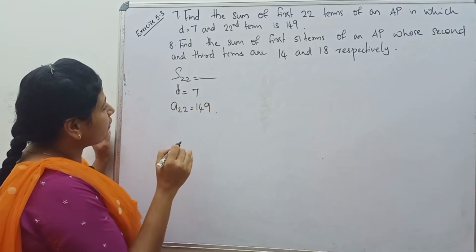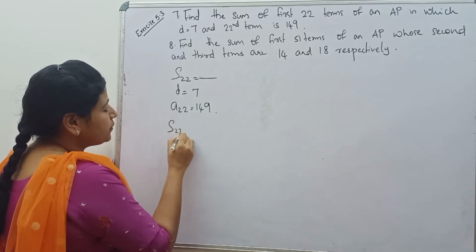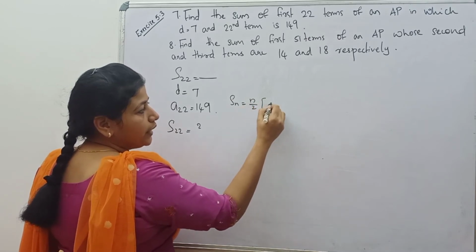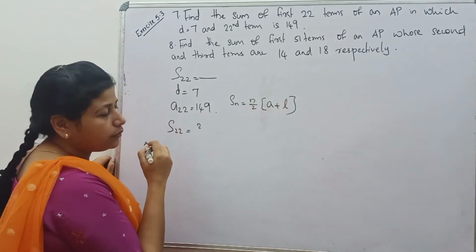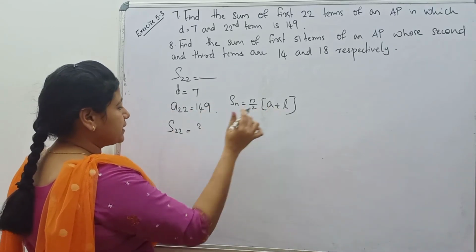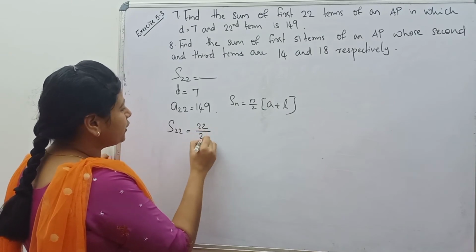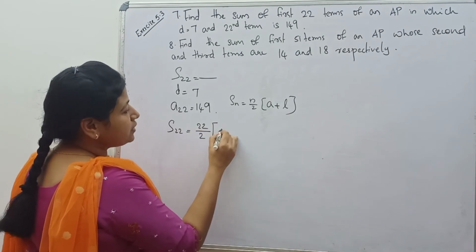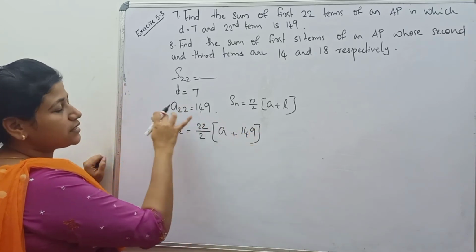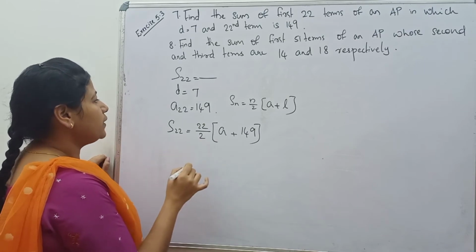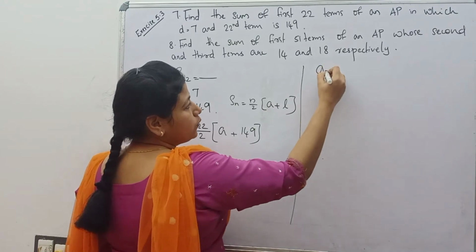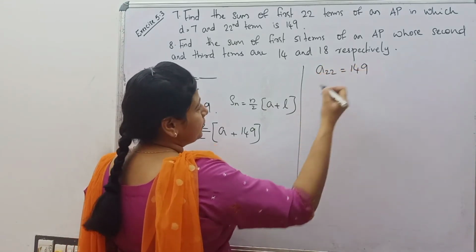So we can find out S22 by using the formula n by 2. Sn is n by 2 into a plus l. This is very easy, no? So we can use this formula since last term is given. So n by 2 into a plus l. So we can substitute here 22 by 2 into, first term is not given, but the last term is 149. So first we have to find out this first term. Okay. So for that we can take A22 as 149. Okay. A22 which is given as 149.